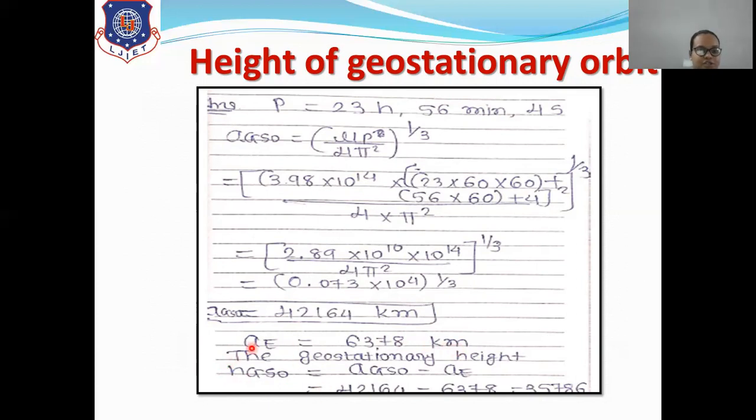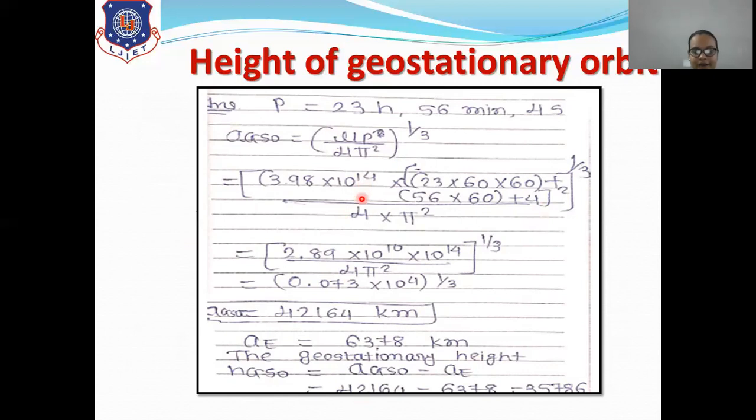So the height of the geostationary orbit, H_GSO, is equal to the radius of the geostationary orbit, A_GSO, minus the radius of Earth, A_E. Substitute both values in this equation and you will get 35,786 kilometers. Clear? So this is the proof of the height of the geostationary orbit. If it is asked in the exam to prove that the height of the geostationary orbit is 35,786 or approximately 36,000 kilometers, then you need to do this example and show it in the proof.